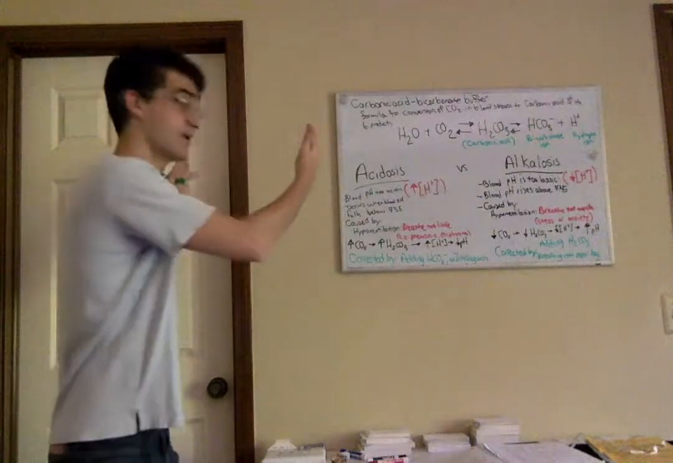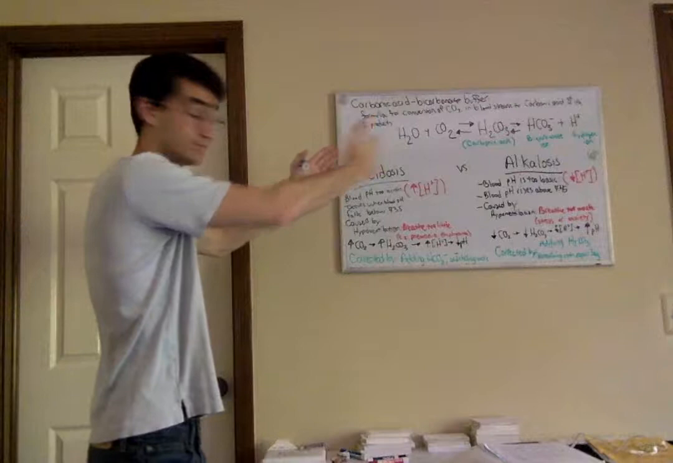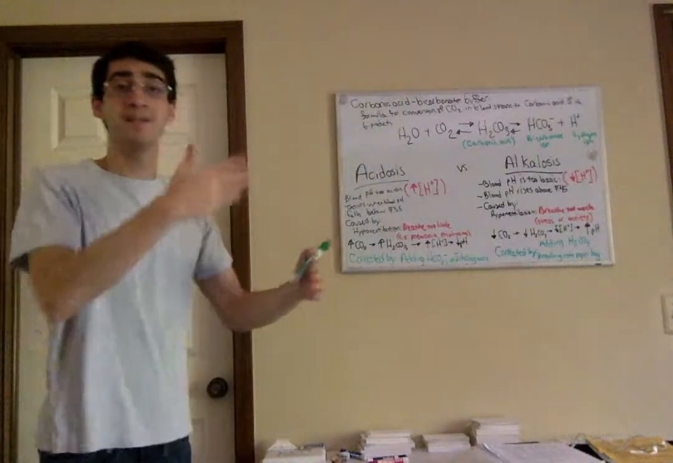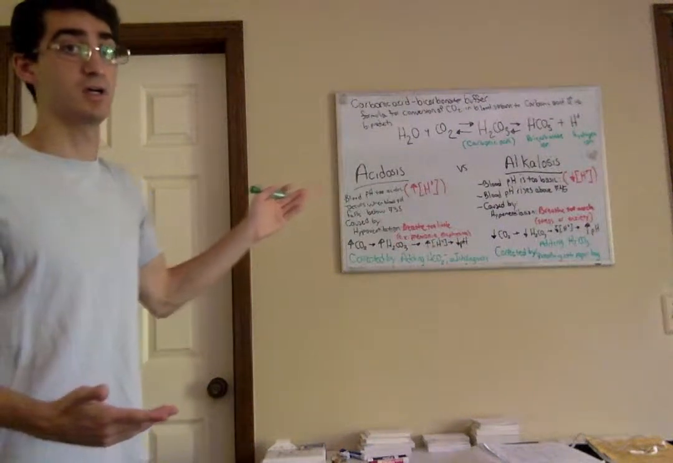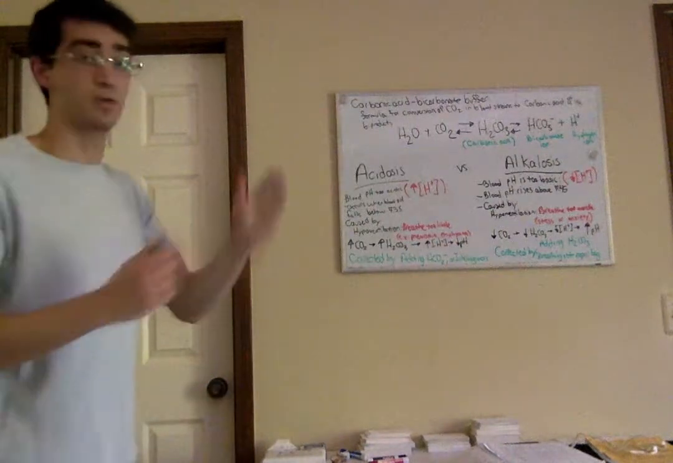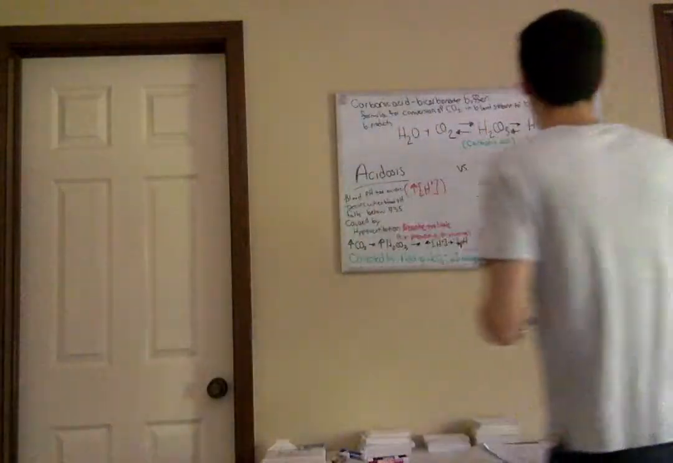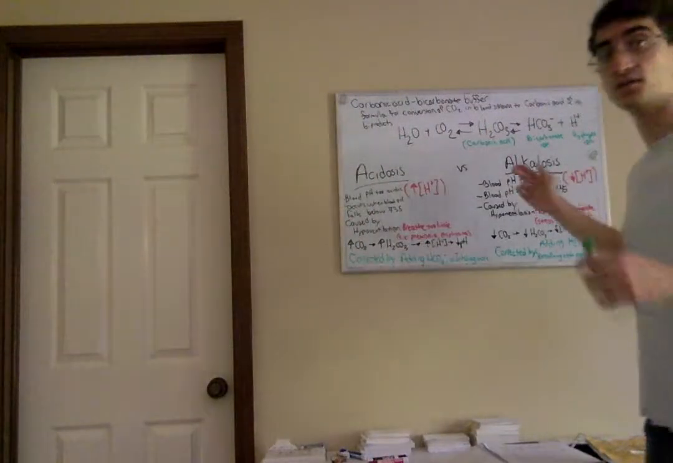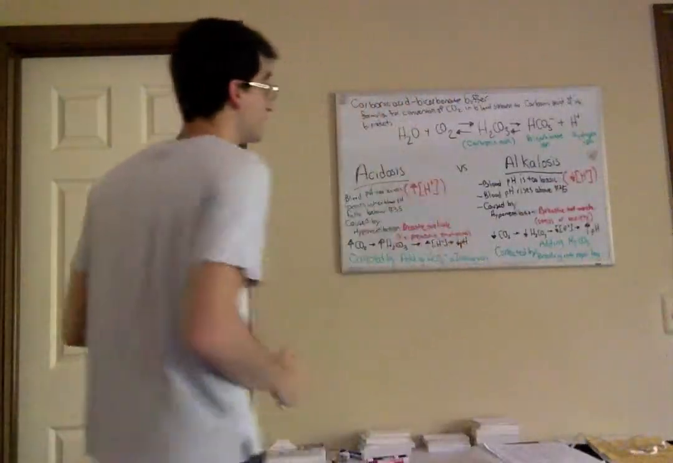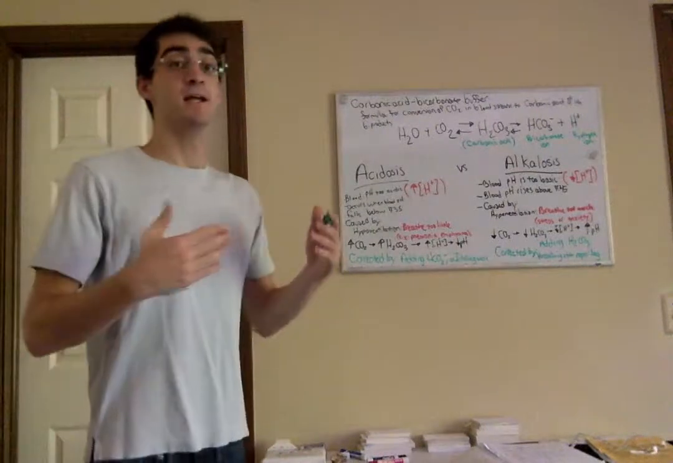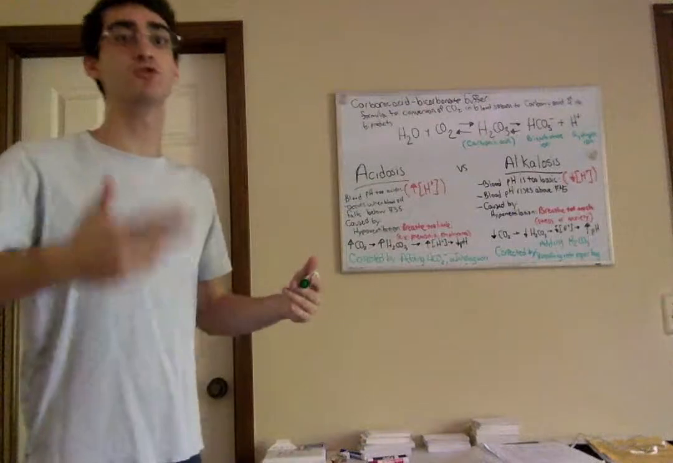Because again, basic solutions are numbers 8 through 14, or anything after 7 is basic. Anything just a little away from 7 is going to be a little acidic. So our blood pH is going to rise above 7.45. Now the cause of alkalosis is, again, the opposite of acidosis: hyperventilation, breathing too much.